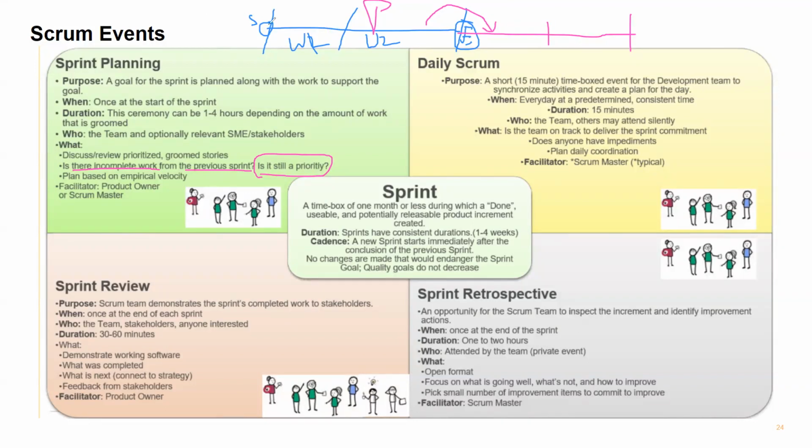What will you discuss every day? What we have done yesterday, what we have to do today, what we have not done. That means you will discuss what we have done today. Okay. What are the blockers?